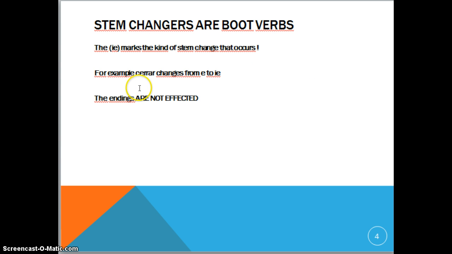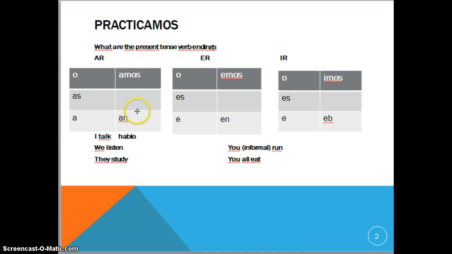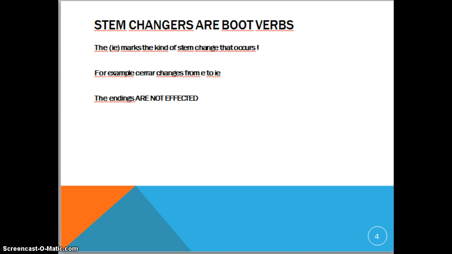So stem changers are called boot verbs. The IE marks the kind of stem change that's going to happen. Cerrar is going to change E to IE. The endings are not affected. You're still going to use your o, as, a, amos, an endings, depending on what the verb is, AR, ER, IR, and what subject you're using, who does the verb.